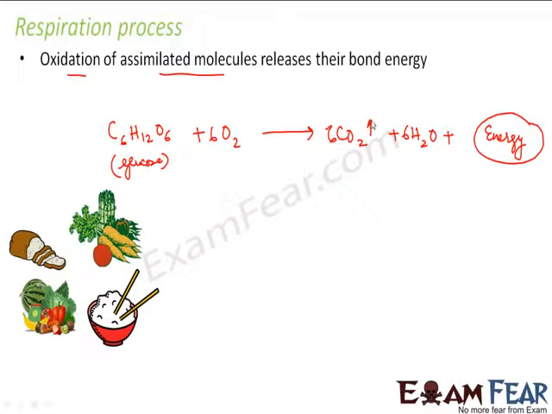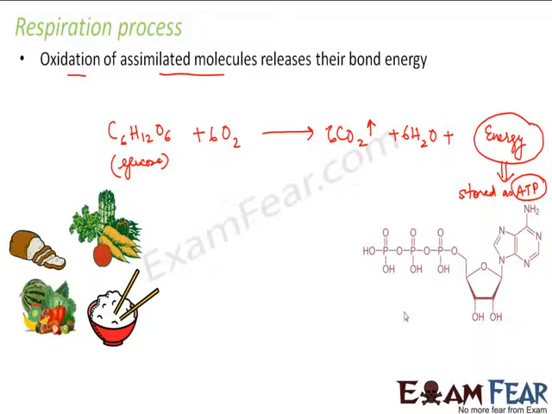I mean, it is something which we don't want, so we will release it. So the carbon dioxide is released out, and this energy, how is this released energy stored? This energy is stored as ATP. What is ATP? ATP stands for adenosine triphosphate. The molecule looks like this.